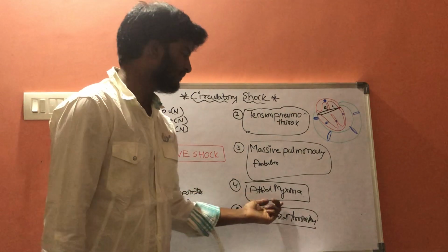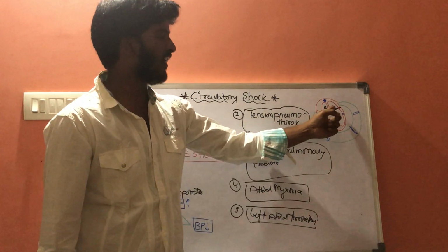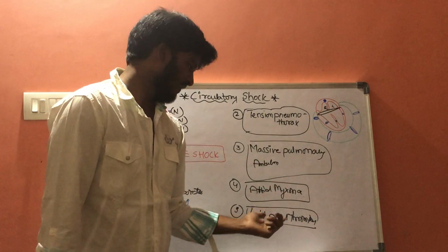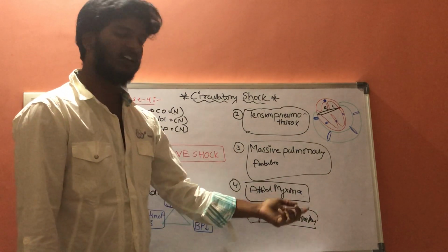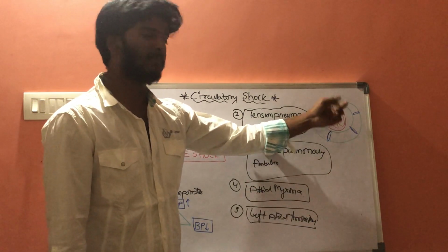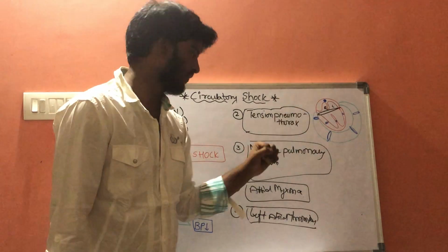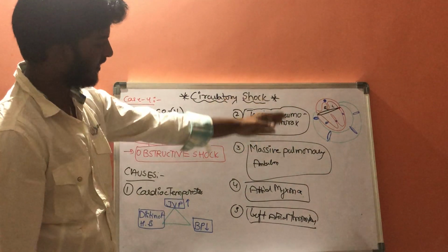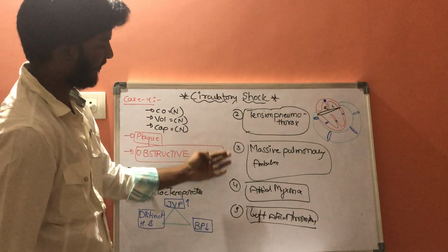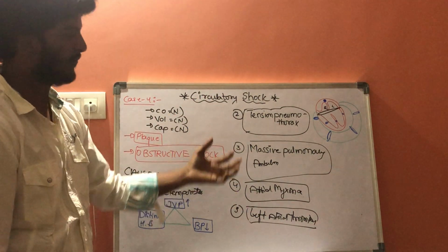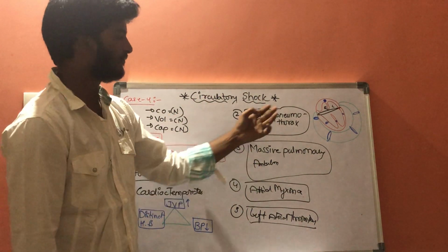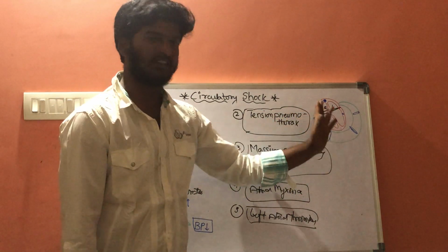If there is any obstruction in the left atrium, it is called atrial myxoma. And the fifth one is left atrial thrombus. If there is any thrombus in the left atrium, it causes obstruction to the flow of the blood. So all these five causes result in obstruction in the flow of the blood within the heart and within the circulatory system.